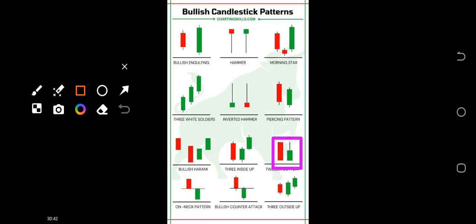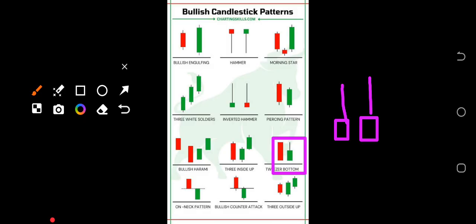Then the three white soldiers, inverted hammer, and piercing pattern, all these are bullish reversal candlestick patterns, please. Then tweezer top and tweezer bottom will also reverse the market. Look at this tweezer. This is a tweezer top, and this is a tweezer bottom. You can see it's different from the one I drew. You can see different patterns. It will appear in different formats, but from the original image of it, you are supposed to know that this is a tweezer top. This is a perfect tweezer bottom, but the market will not always appear perfect like this.